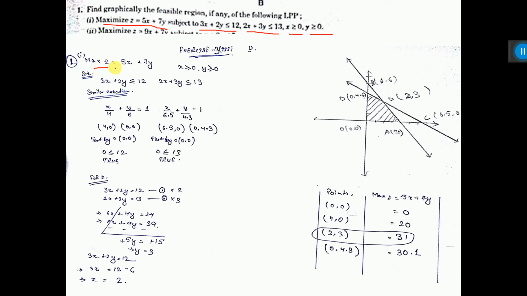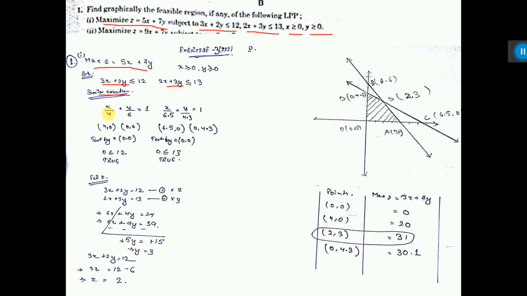Now see, max z I have written here, subject to these two constraints. Now you have to write similar equations. In place of less than or equal to or greater than or equal to, you have to give the equal to sign. Then the next technique is to bring 1 on the right side. How to bring 1? Divide by 12, divide by 12, divide by 12.